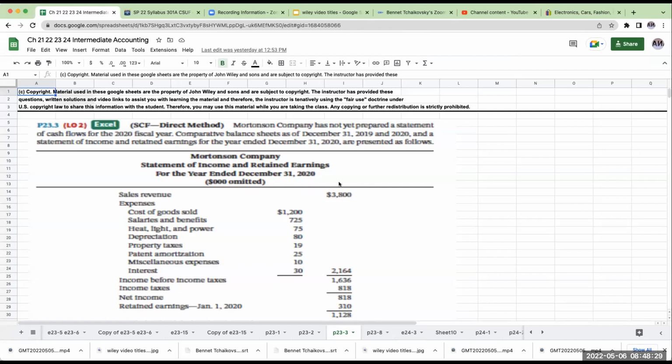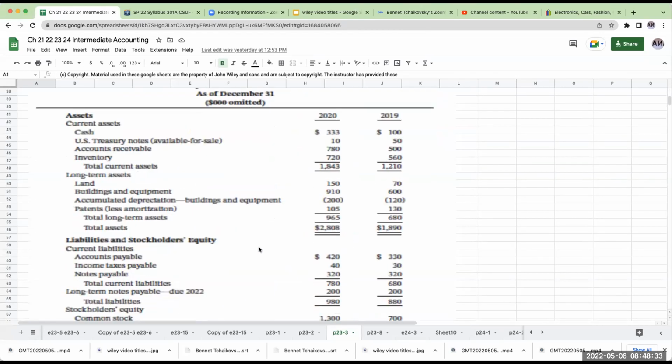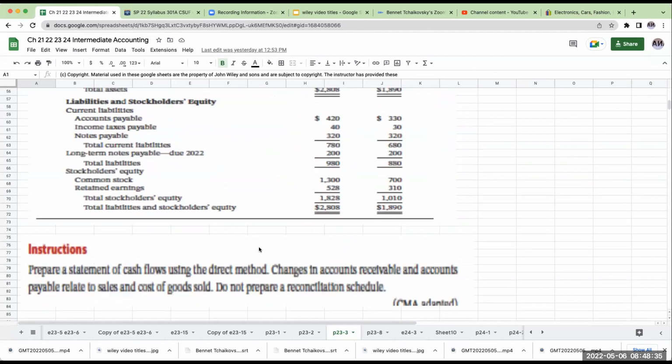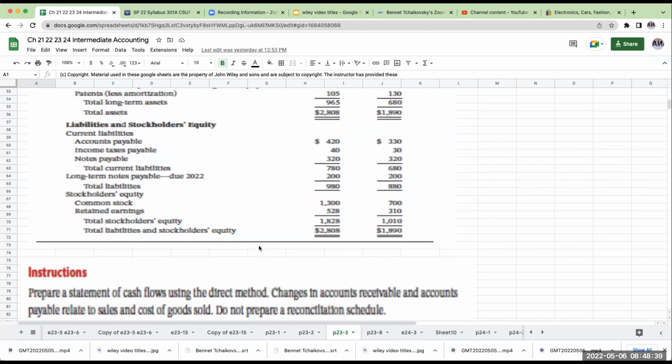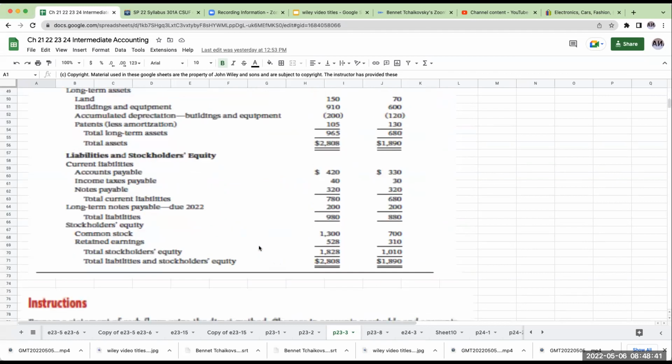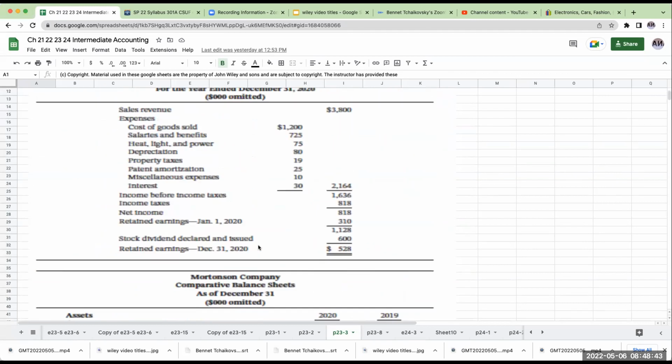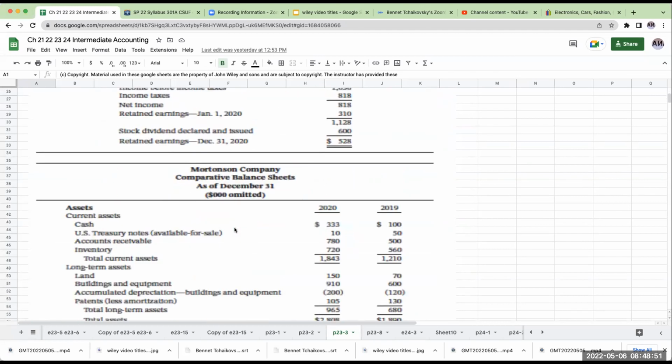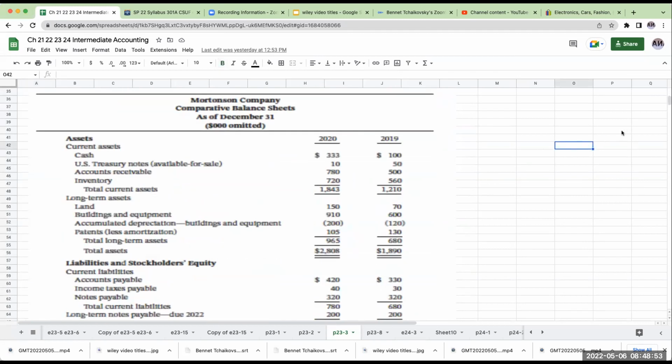So the first thing I want to say is that this is a question that's asking us to prepare a statement of cash flows using the direct method. What we're going to do is go through and prepare the other parts of the schedule first, and then go from there. So let's go ahead and do it.